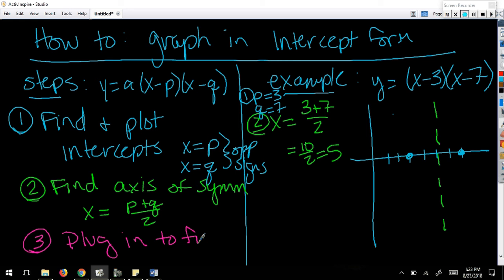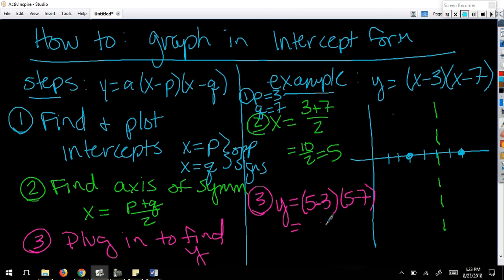Plug in to find y. Five minus 3 and 5 minus 7. The last step. This is the last step, besides connecting, which I think you know to do at this point. Negative 4.